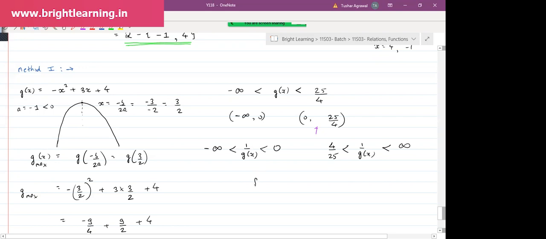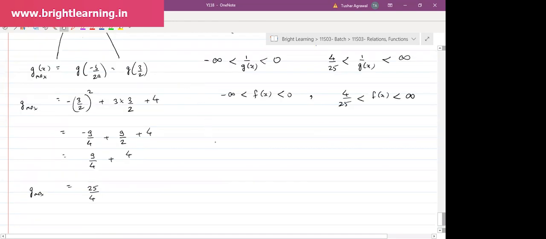So F of X is less than 0, greater than negative infinity, between 4 upon 25 and infinity. So the range of F of X is minus infinity to 0 union 4 upon 25 to infinity.